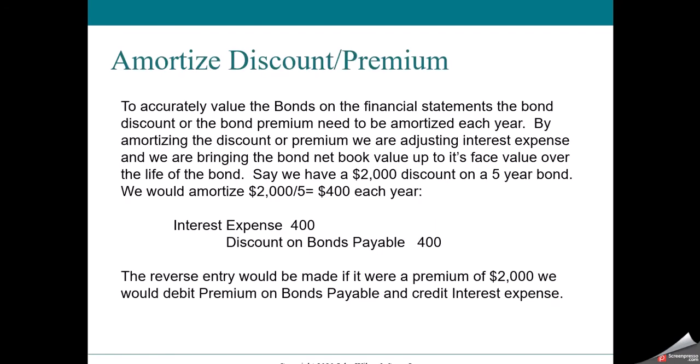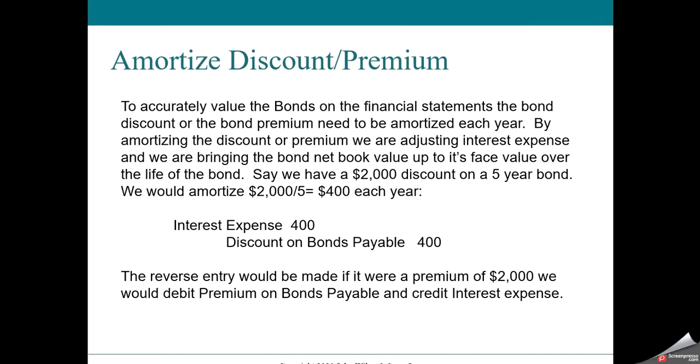Okay, then this talks about going back to the bonds, and this is in the appendix section of your chapter. You want to understand that we amortize those discounts or we amortize those premiums. So we're charging the discount off to expense over the life of the bond. So if we had a $2,000 discount and a 5-year bond, we would amortize $400 at the end of each year. So we would debit interest expense for $400, credit the discount on bonds for $400. And we would do that every year for those 5 years.